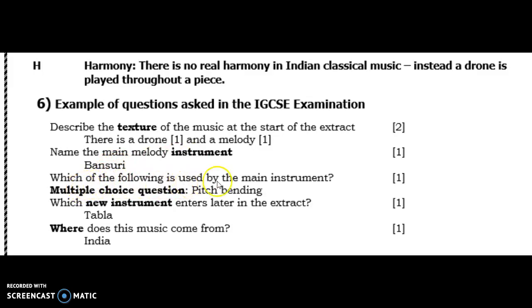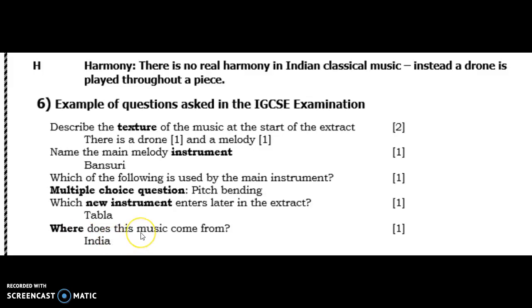Which of the following techniques is used by the main instrument? So they had words that they had to select the best option, and in this case it was pitch bending. And then there was a new instrument that entered later on, and that was the tabla. So maybe at the yala section, the new instrument entered. And also they usually ask, where does this music come from? India. They can also ask you to give a reason for your answer.